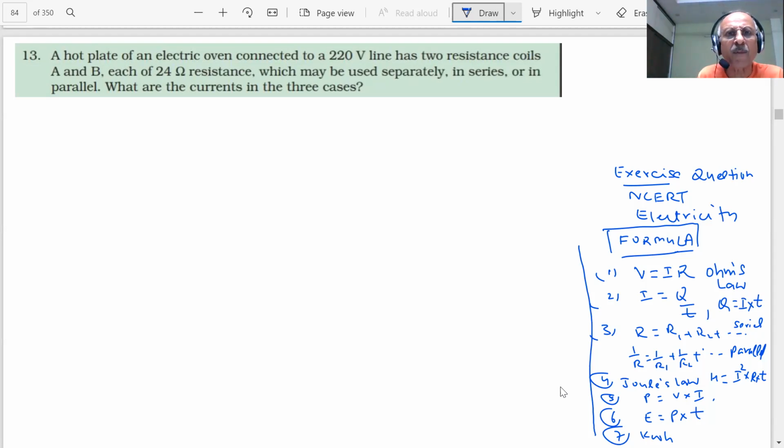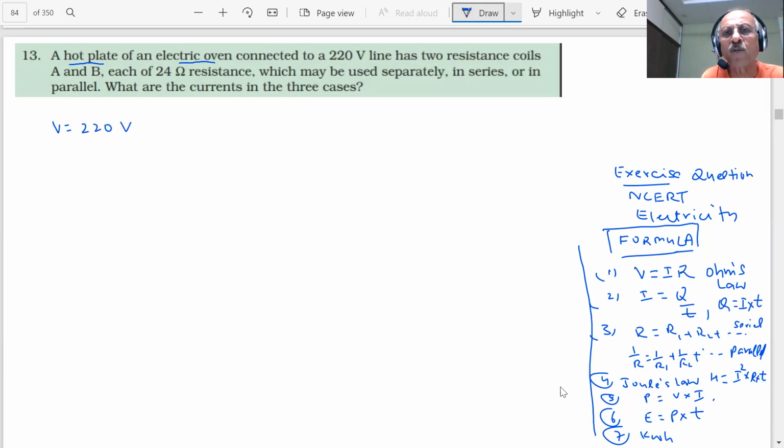Now coming to another question on the screen, question number 13 from the exercise of the NCERT book. A hot plate, students. What is a hot plate? Of an electric oven. There is an electric oven, and in the electric oven there is a hot plate on which you can heat things, connected to a 220-volt line. What is the voltage? 220 volt.